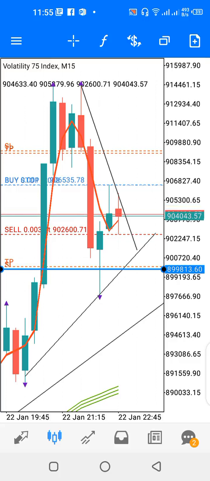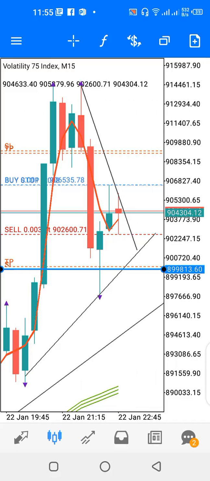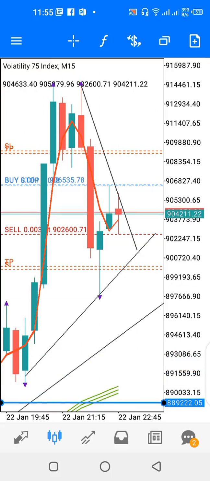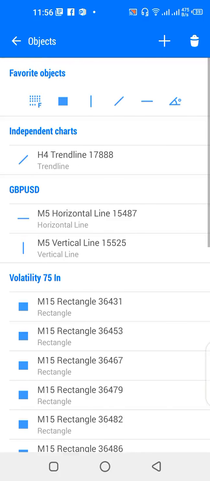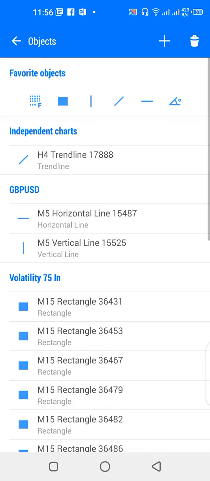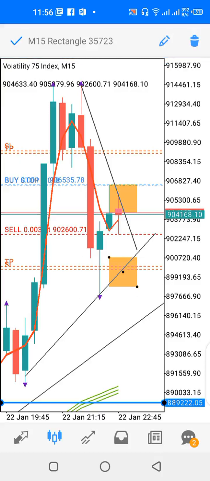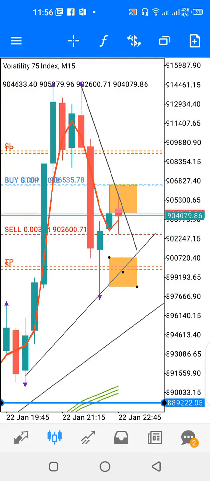Currently, price is ranging. We expect a breakout of price either towards the upper side around here or towards the lower side around here. We have like a triangle. All we can do is expect price to head in one direction, but for now price is ranging.